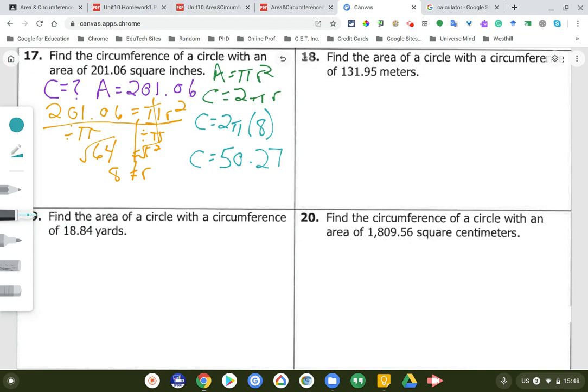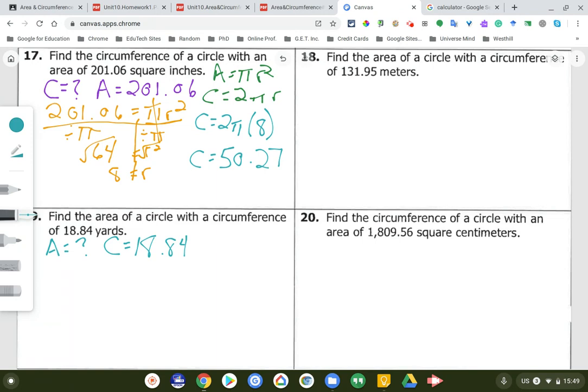Find the area of a circle with a circumference of 18.84 yards. All right, so let's do it. Area, we don't know. Area is our question mark. Circumference in this problem equals 18.84. Once again, you can see our formulas up at the top. Area equals pi r squared, and circumference equals 2 times pi times r.